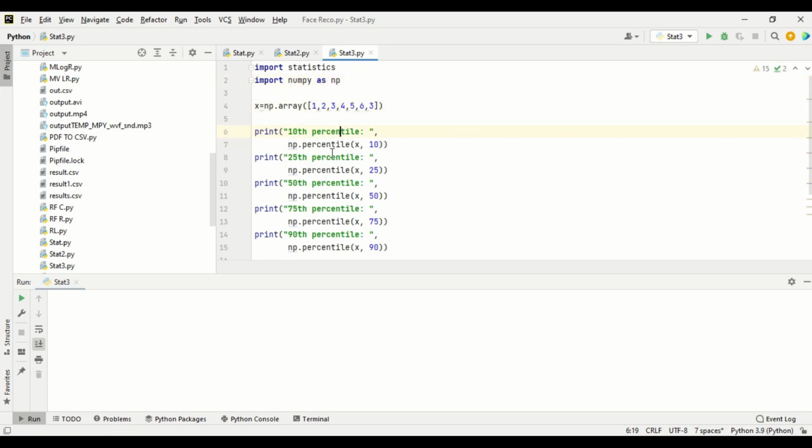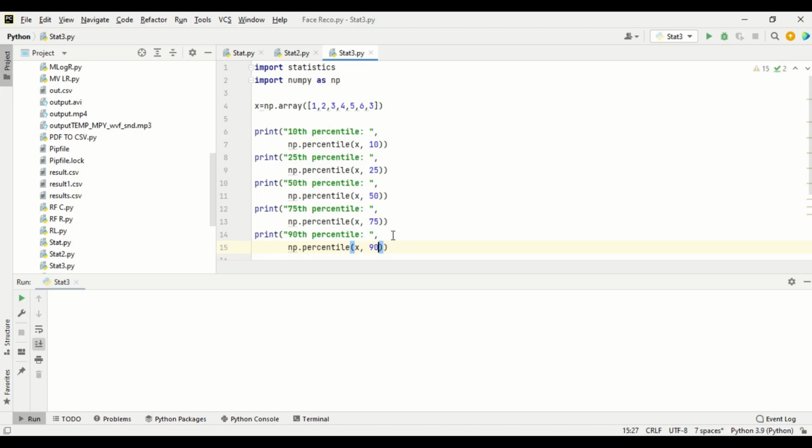For this sample, we take the 10th percentile, 25th percentile, 50th percentile, 75th percentile and 90th percentile. Now to find the 10th percentile, in NumPy we call percentile and pass our sample. And then we mention what percentile is required. Here we give it as 10. So similarly we mention 25 percentile, 50 percentile, 75 percentile and 90 percentile. Using these we get the data distribution of percentile.